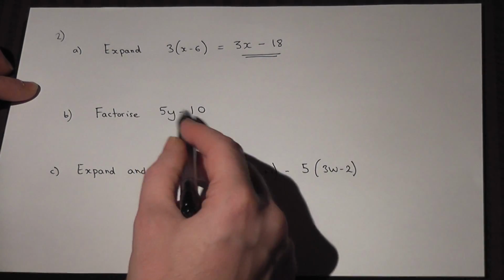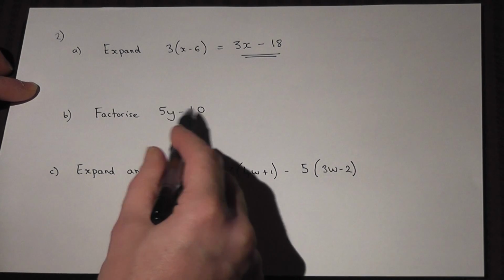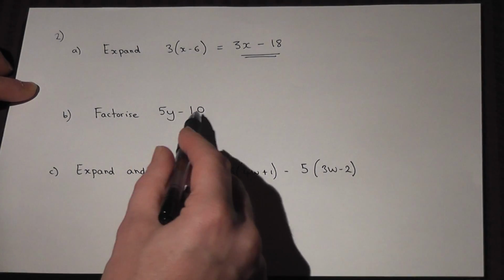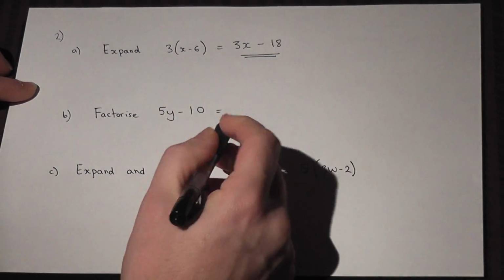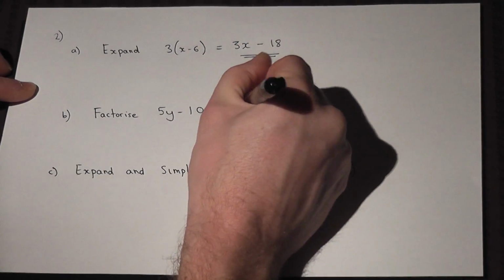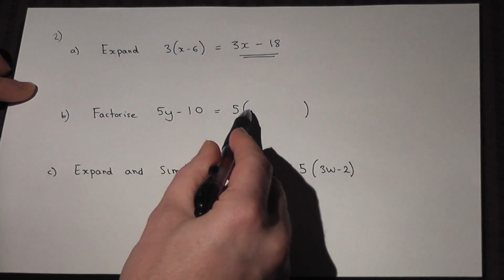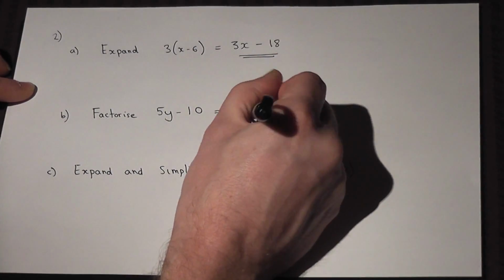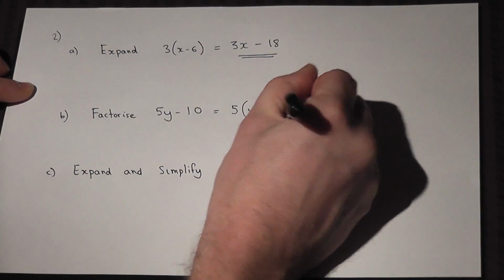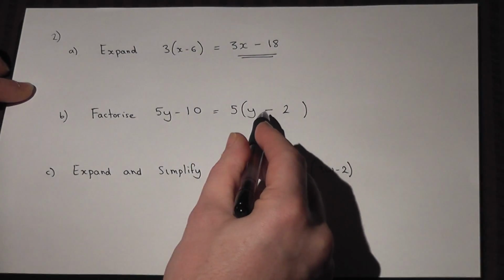Factorising is in reverse. The question is, what number goes into both 5 and 10? We're looking for the highest factor of 5 and 10. Well, 5 goes into 5 and 5 goes into 10, so we can put a 5 outside the bracket. Then 5 times what is 5y? Well, 5 times y. 5 times what is 10? Well, it's 5 times 2. Minus, so 5 bracket y take away 2.